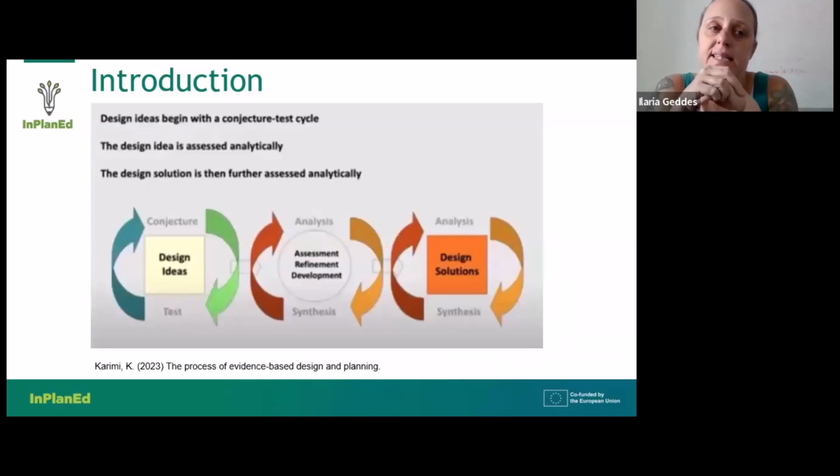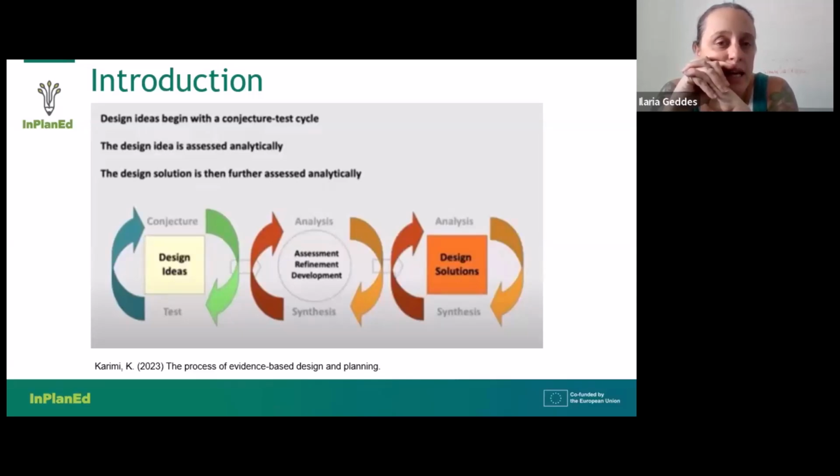Taking a step back, how does the design process start? Normally, design ideas begin with an intuition, and that is often what we are taught to do in design courses in architecture, working with a concept. The light bulb comes on and you go, it would be great to do this. But basically you have a conjecture. You think this might be a good idea, you test it, and then you revise your initial idea.